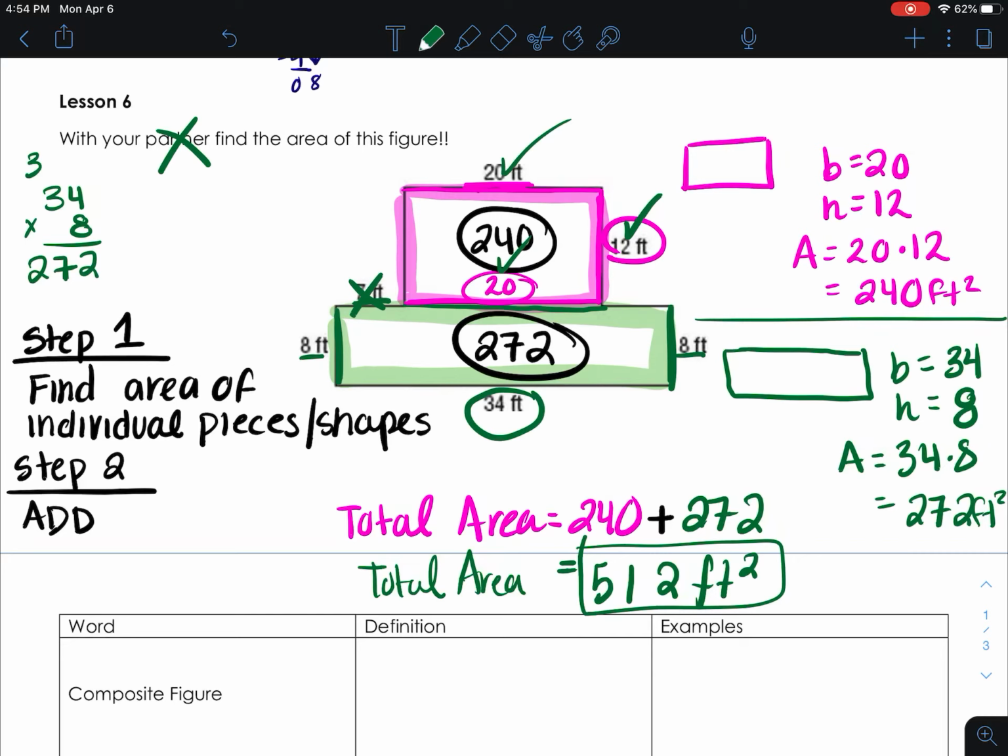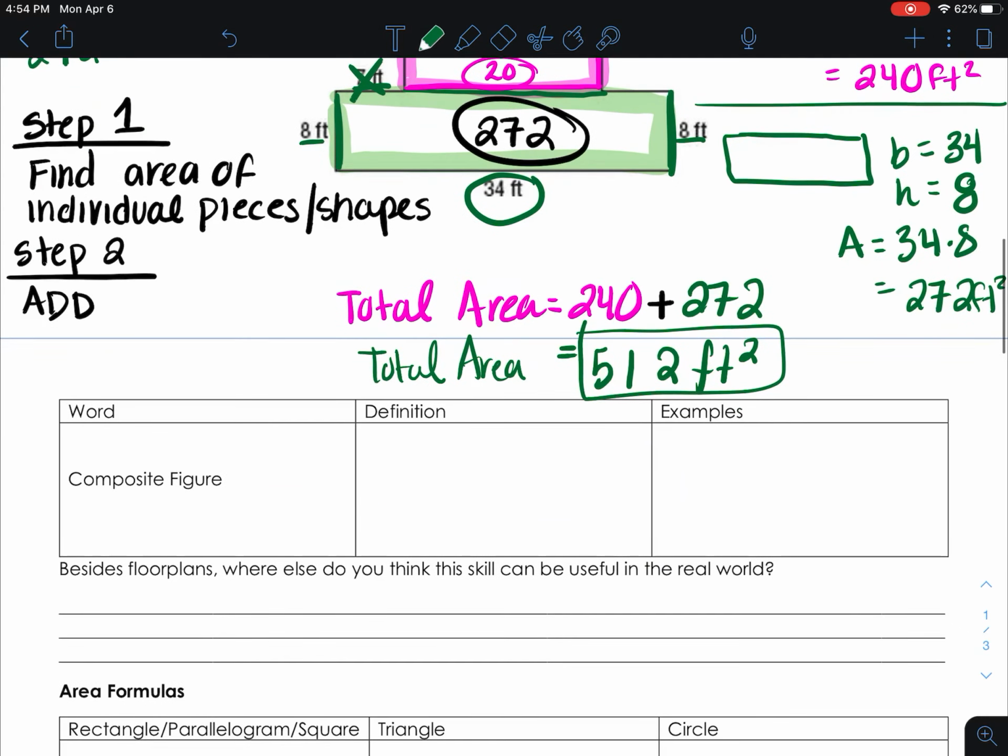That's it. This is all stuff you've done before, it just looks a little bit different. The most important thing is step 1, find the area of the individual pieces. We broke this up into 2 rectangles, so we found the area of those 2 rectangles. The first 2 areas were 240 for the top one and 272 for the bottom rectangle. The last step is just adding everything to find the total area. That's pretty much it.